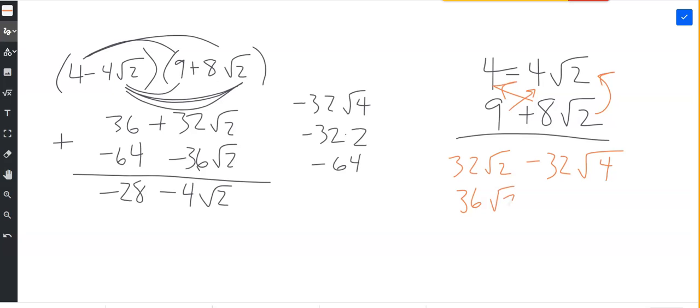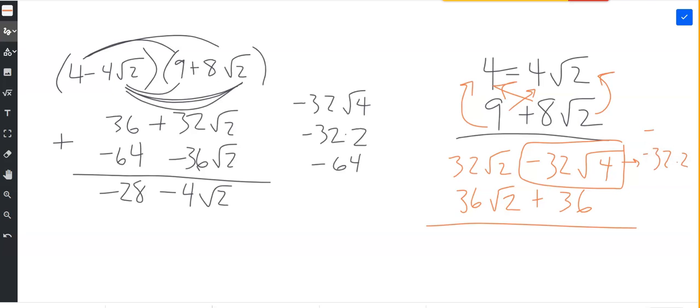Notice that I'm writing the like terms or like radicals in the same spot. And then 4 times 9 is 36. And then we can add these together. Of course, this is the one that you need to replace, right? Negative 32 times 2, which is negative 64. Of course, that number is now going to get added to the 36, and that's where we get our negative 28 from. I missed a sign.